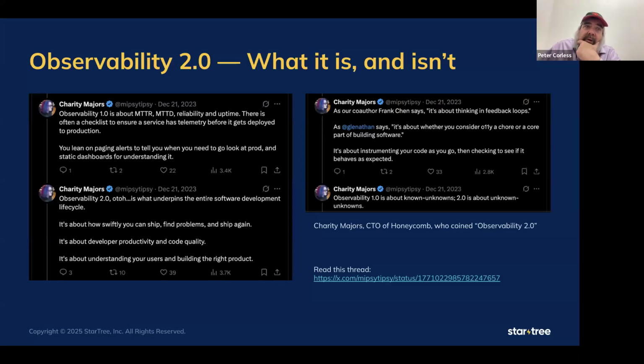Well, in order to make Observability 2.0 happen, Charity Majors, the CTO of Honeycomb, was the person who coined this term, Observability 2.0. We don't need to go through every single word that she says here, but I gave the link for folks who want to read the thread on Twitter, now X. She has some very interesting philosophical things to say about what Observability 2.0 is and what it isn't.